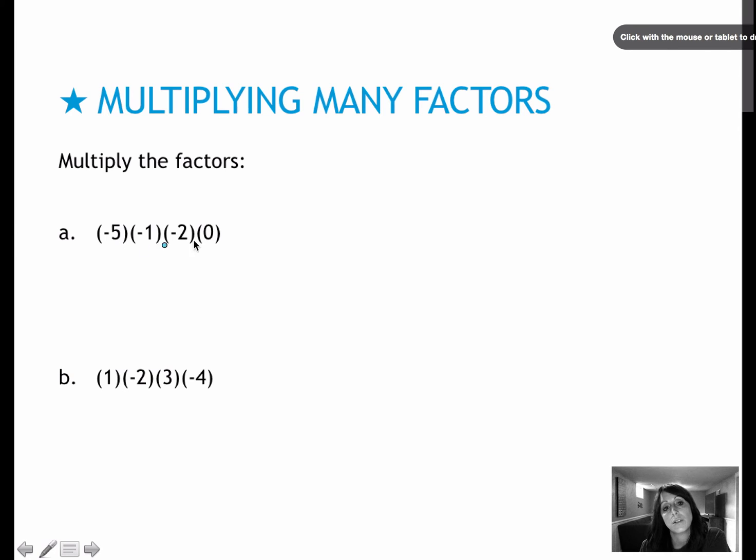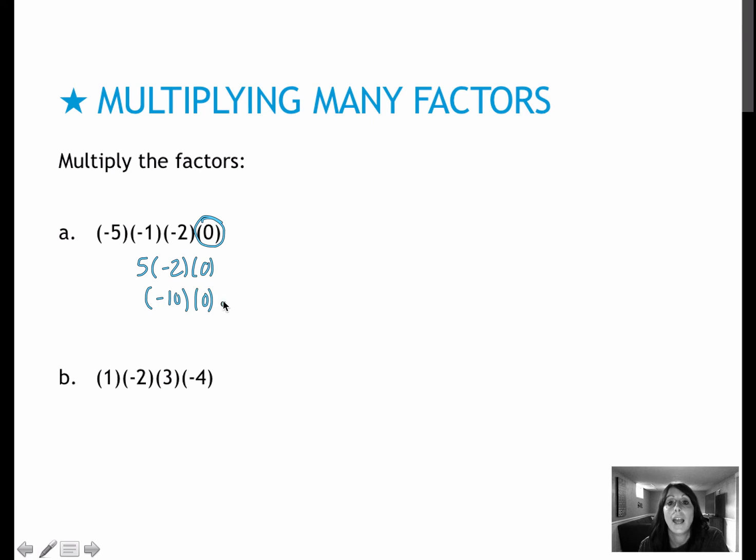For my first, the thing that I see right away is that I've got a value of 0. So it really doesn't matter what I have here. I could start from left to right and get 5 times -2 times 0, and then 5 times -2 is -10 times 0, and then when I multiply by 0, I get 0. Or right at the beginning, when I see that I'm multiplying by 0, I know that none of the rest of this matters, that my result will just be 0.